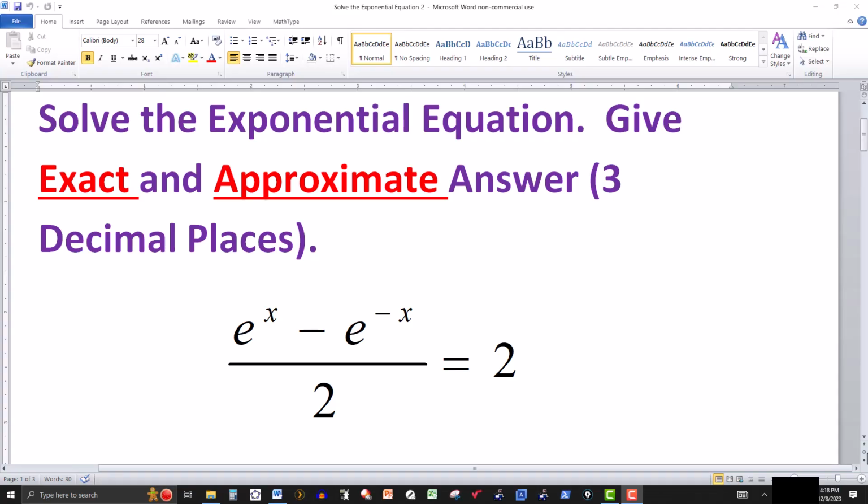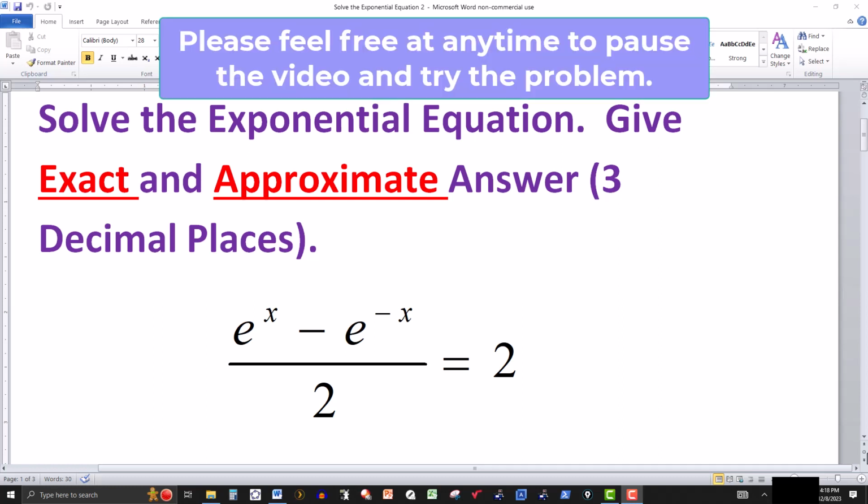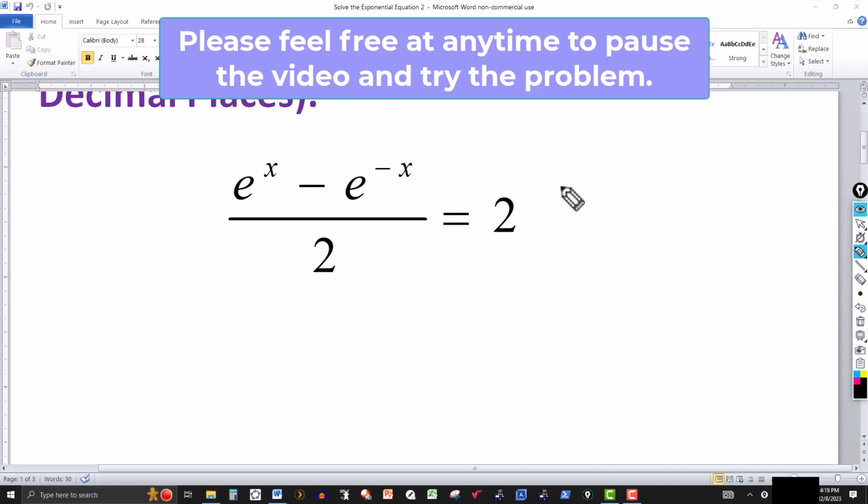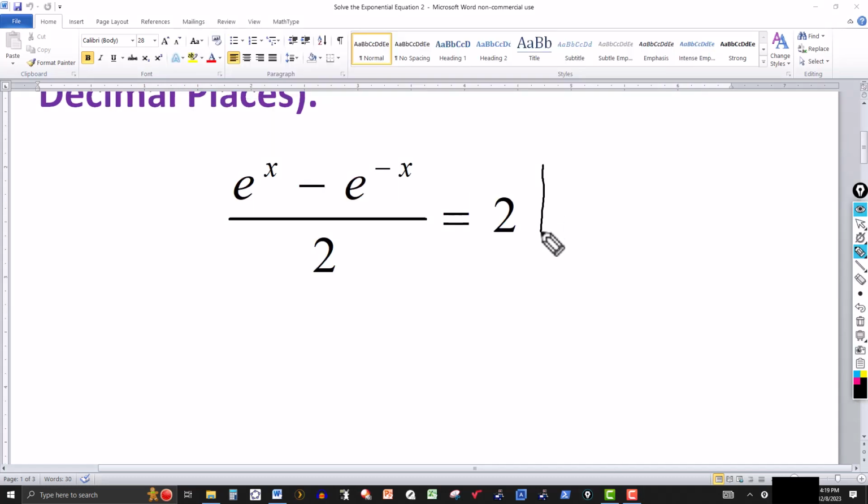In this video, we want to solve the exponential equation involving the exponential e to the x and e to the minus x. We'll give an exact answer and an approximate answer to 3 decimal places. So we'll start off by clearing it of fractions. Multiply here by 2. That'll give me e to the x minus e to the minus x. The 2 here cancels. And then on the right side, 2 times 2 gives me 4. And then I've got e to the negative x here.